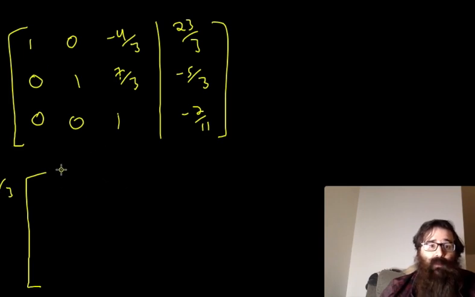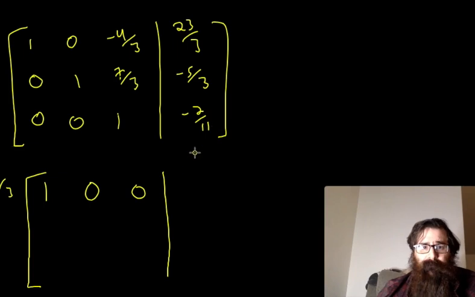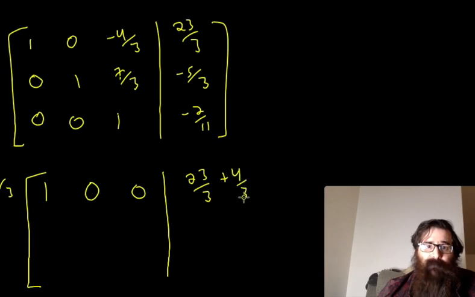And how would that look? Well, I would get 1 plus 4/3 times 0 is 1. 0 plus 4/3 times 0 is 0. Negative 4/3 plus 4/3 times 1 gives me another 0, that 0 that I wanted. And then this value here in the augmented section isn't really something I'm looking forward to computing, but I can just state that it's going to be 23/3 plus whatever 4/3 times minus 2/11 is.